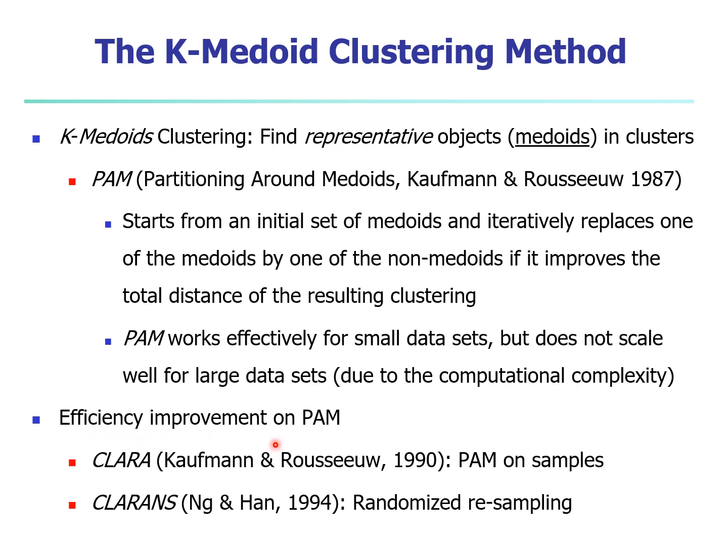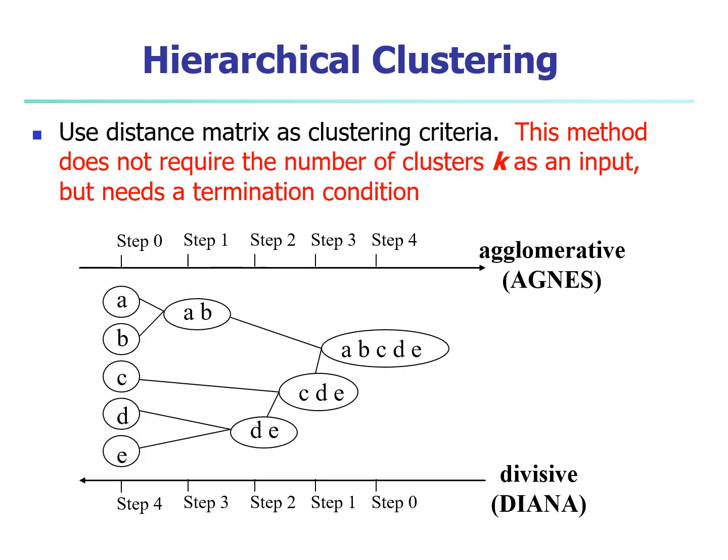Efficiency improvement of PAM. CLARA is an improvement on PAM, where PAM is applied on samples. CLARANS is another improvement of PAM, where we use a randomized resampling approach. I will stop here for the first hour of the lecture, and in the next hour, we'll talk about hierarchical clustering.